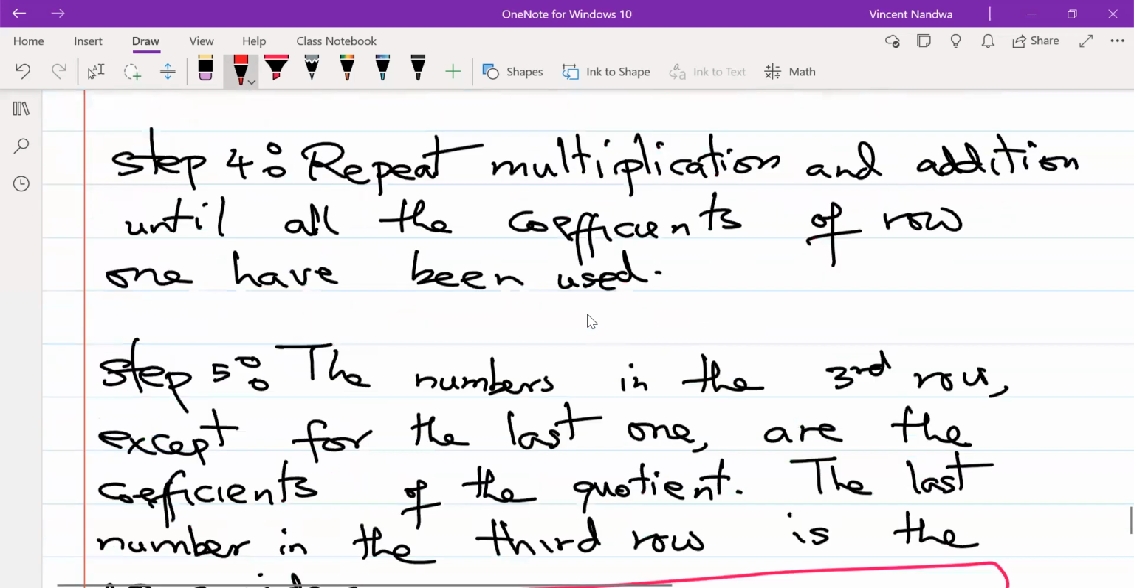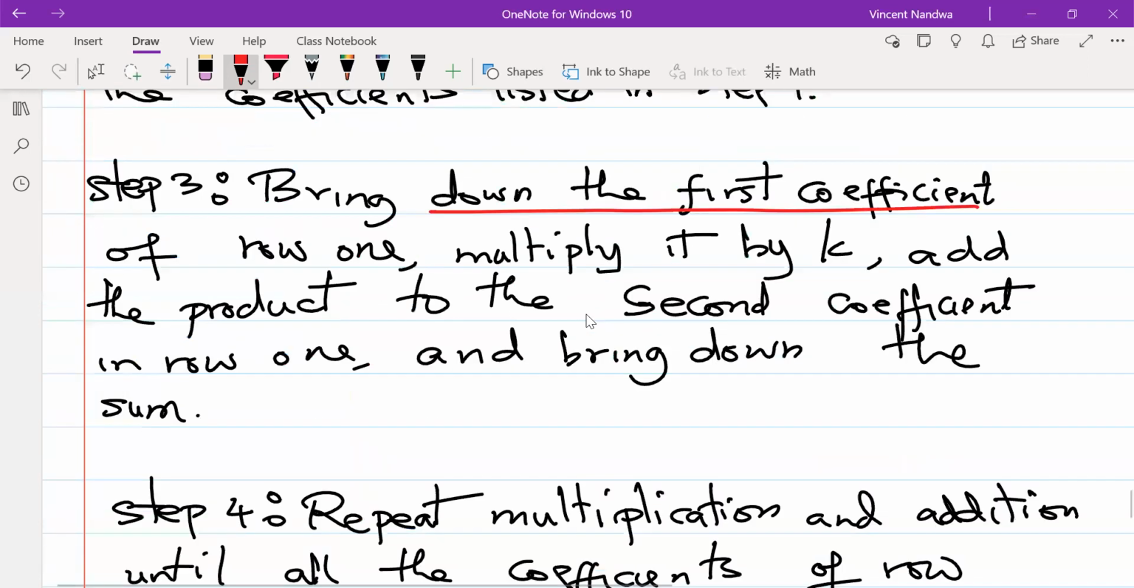Then after bringing it down, multiply it by k. Okay? So what is the value of k in our case?